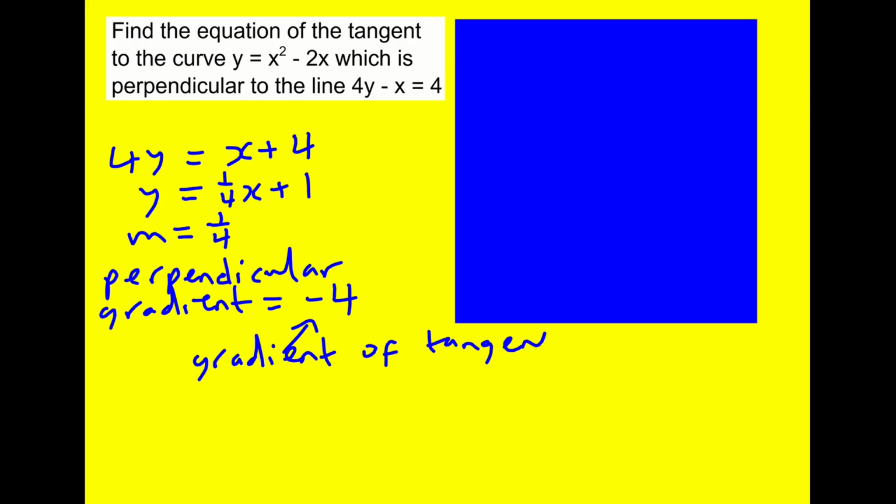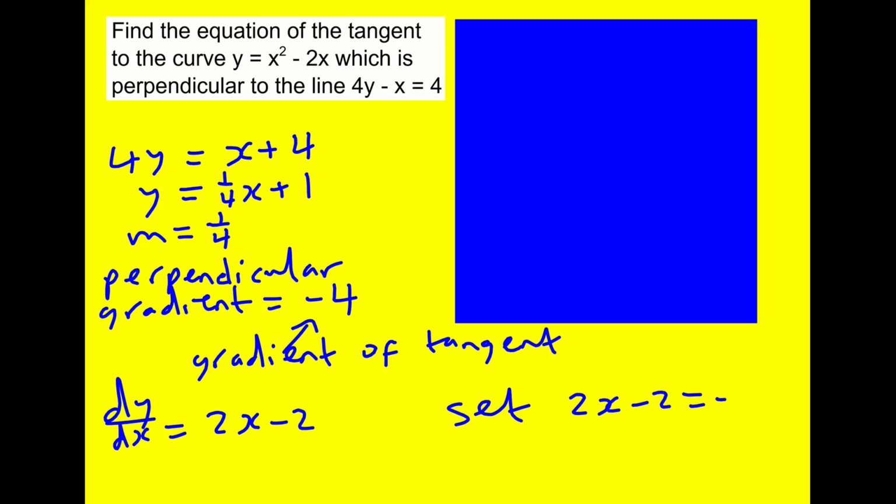So I don't have a point, but now I do have one piece of information that I can really use, the gradient of the tangent. We also know that dy by dx is going to equal 2x minus 2, just differentiating this line here. So if I want to work out the point at which the tangent is at, then I need to set the gradient of the tangent equal to the instantaneous gradient. Set 2x minus 2 equal to -4. Then 2x will equal -2 and x will equal -1. And I've managed to get the point at which the tangent will be from.